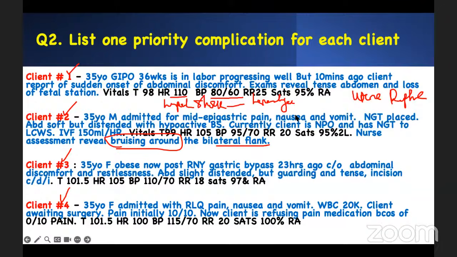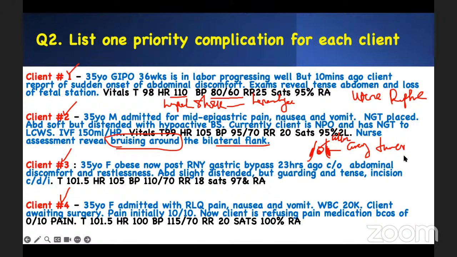That means what? You have pancreatitis, and this is the belly button. There's bruising here, bilaterally. This is what we call Grey Turner sign. If it's around the belly button, we call it Cullen sign.